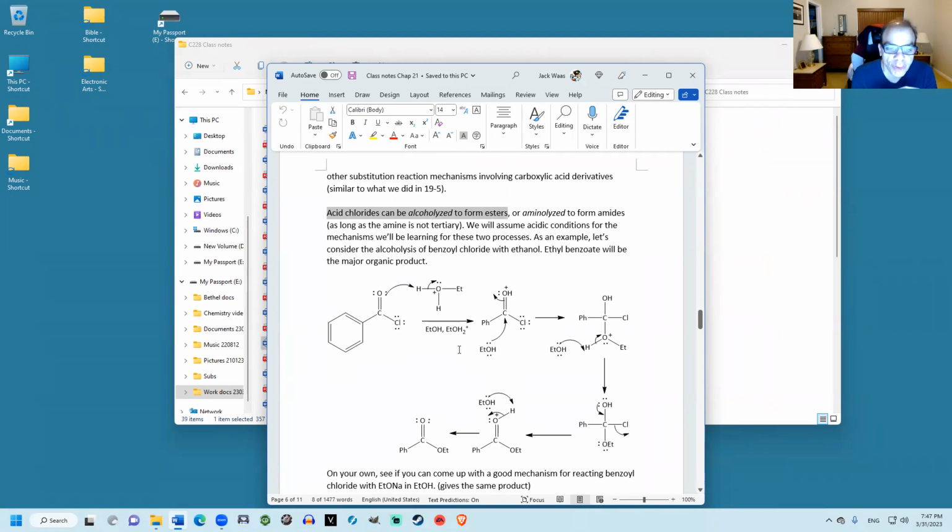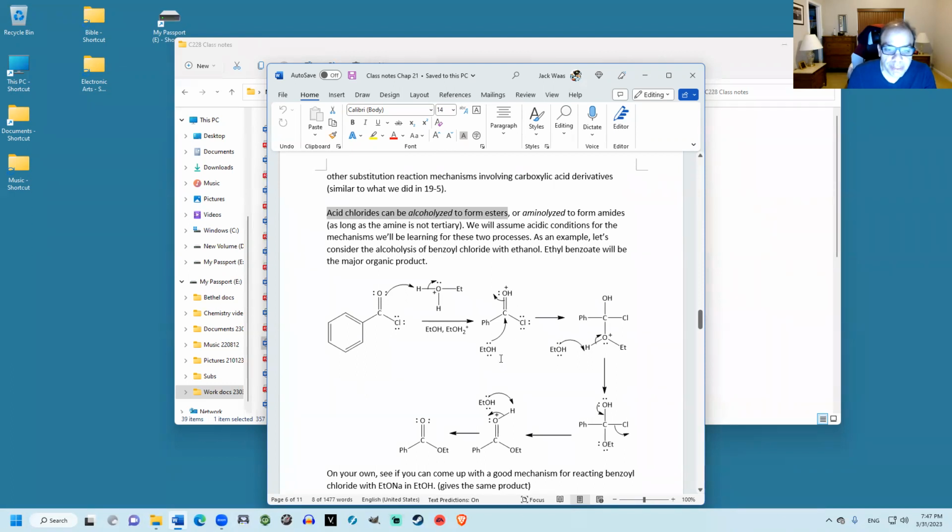This is an alcoholysis reaction, and the reason for it is because acid chlorides are so reactive. So this is different from Fischer esterification. And we'll learn why acid chlorides are so reactive when we get into the middle of the mechanism. First step, protonation of the carbonyl oxygen again. We use the conjugate acid of the alcohol.